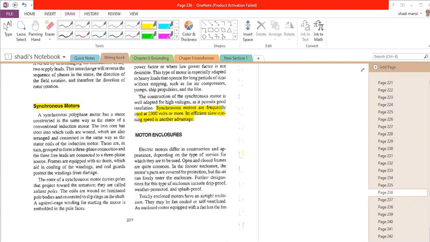Okay. طيب نيجي هنا نتكلم عنها شوي من التفصيل انه because I believe is not going to be covered in any of other material or other courses so I'm going just to talk about it and it's very important. Electric motors differ in construction and appearance depending on the type of services while are to be used. Open and closed frames are quite common. يعني في عنا محركات مسكرة ومحركات مفتوحة.